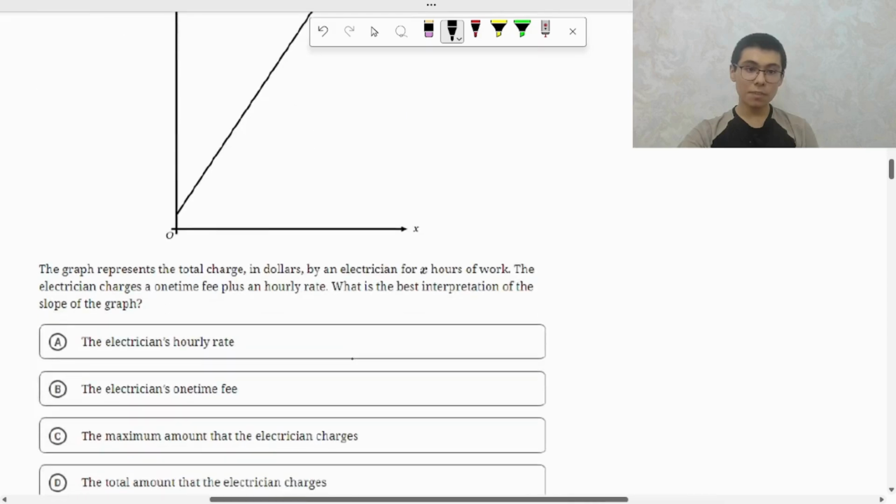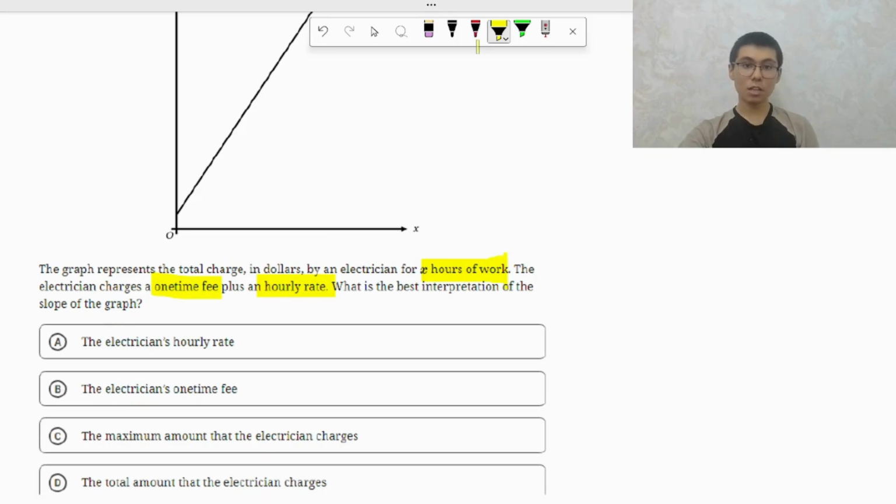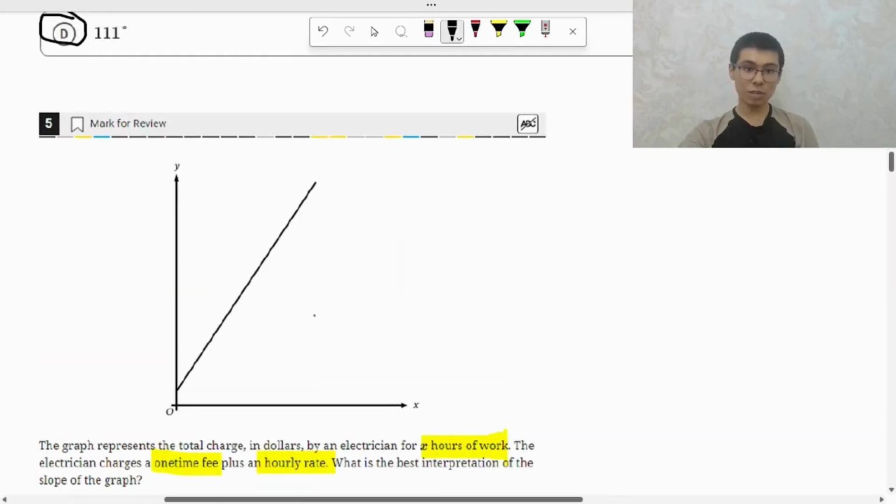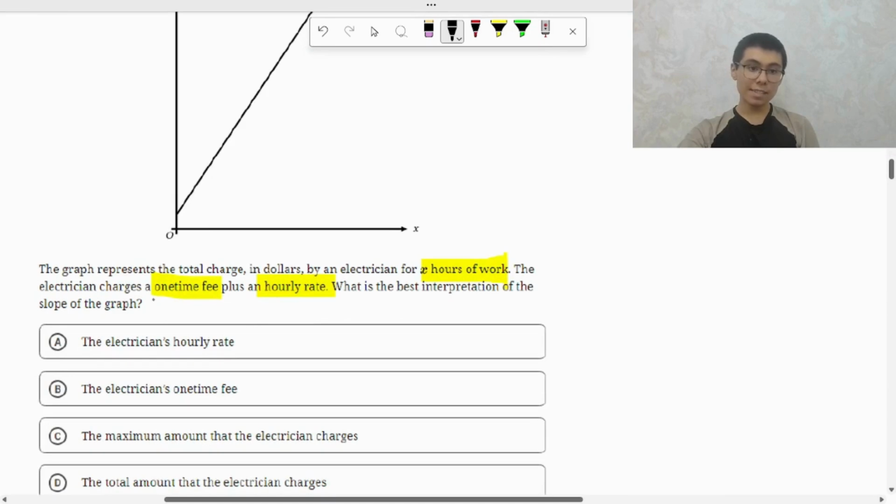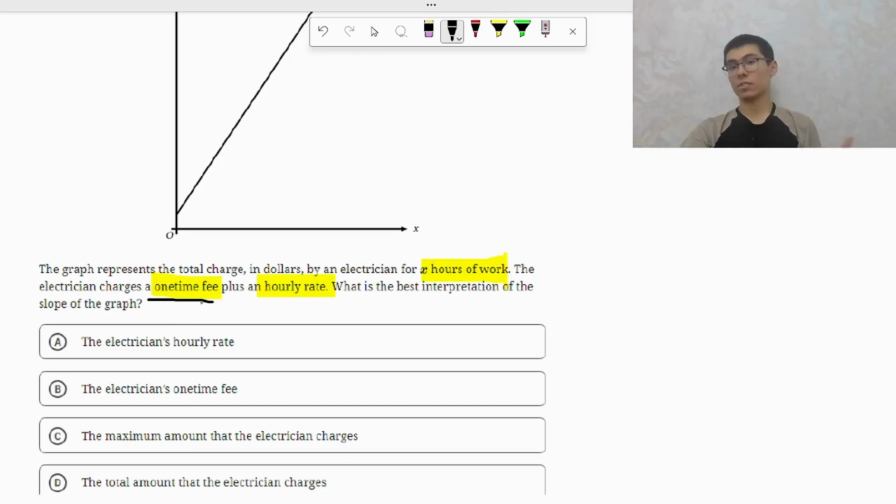So question number 5. The graph represents the total charge in dollars by an electrician for X hours of work. The electrician charges a one-time fee plus an hourly rate. What's the best interpretation of the slope of the graph? So in this case, we have this graph and the text says that he charges a one-time fee, and one-time fee is y-intercept. What does y-intercept mean?